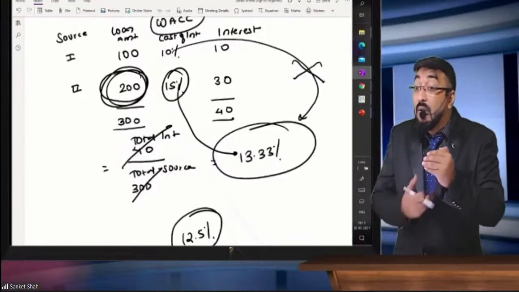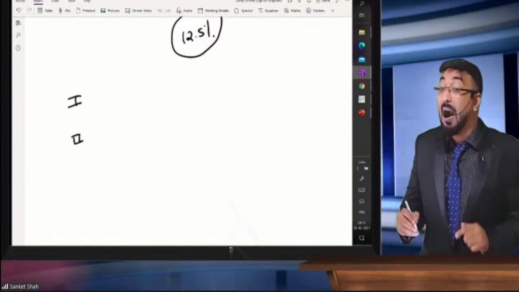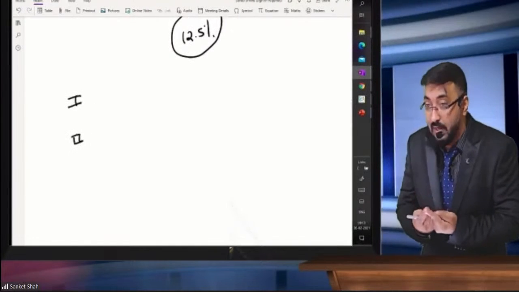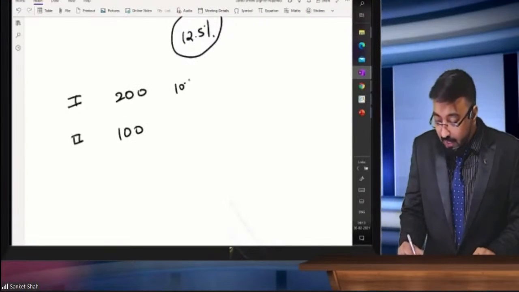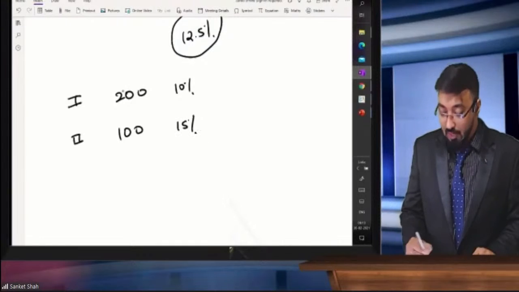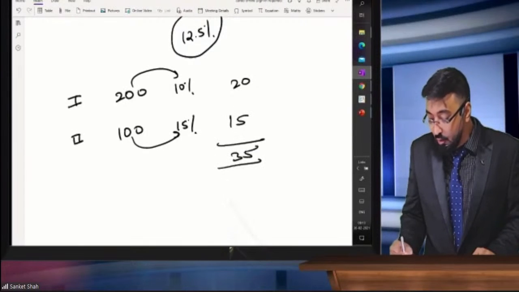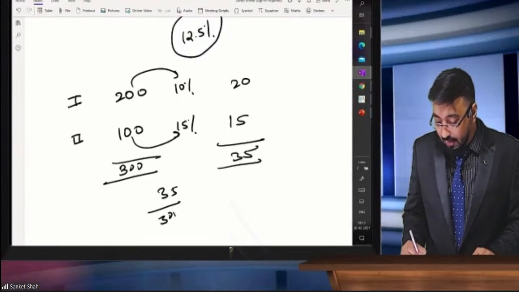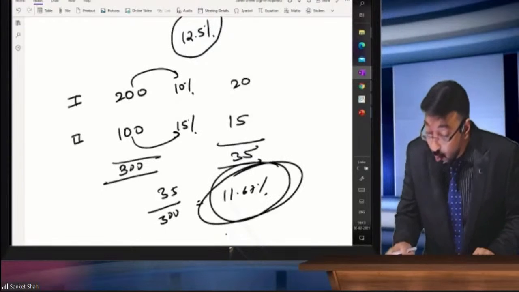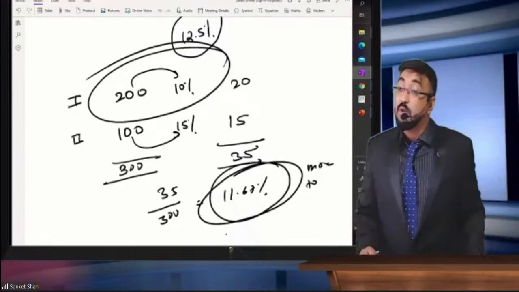So the answer is near to 15%. Remember, if you take the reverse situation, suppose source 1 and 2, your answer is more towards 10%. Assume the first source is 200 and the second source is 100, for 10% and 15%. So 200 into 10% is 20, 100 into 15% is 15. So your total cost is 35. 35 upon 300, take on the calculator. The answer is 11.67.